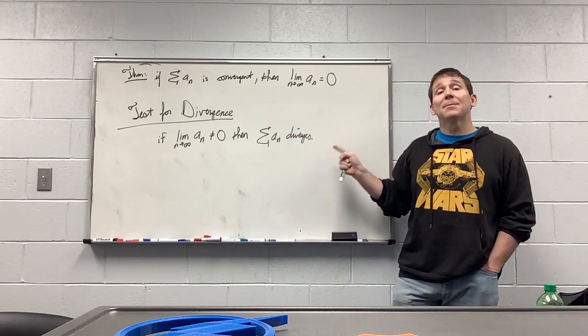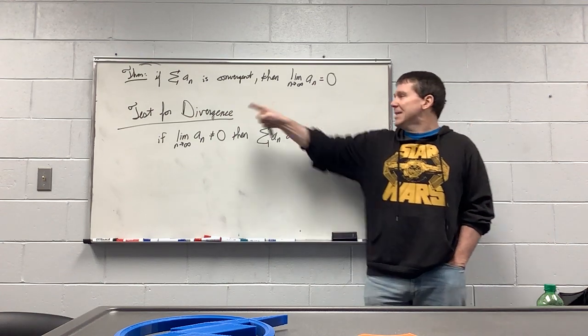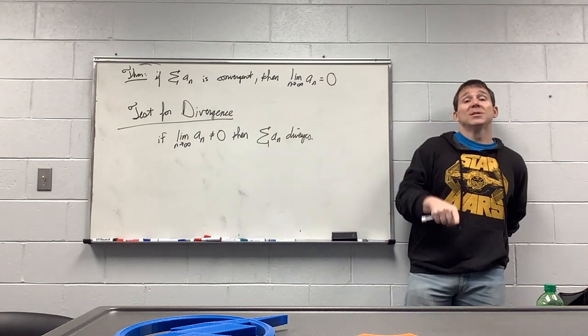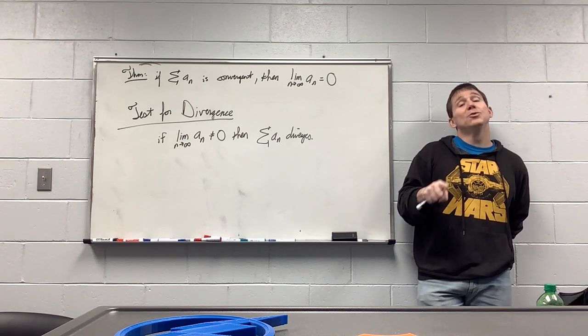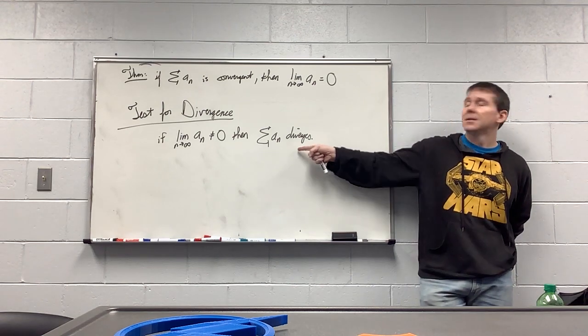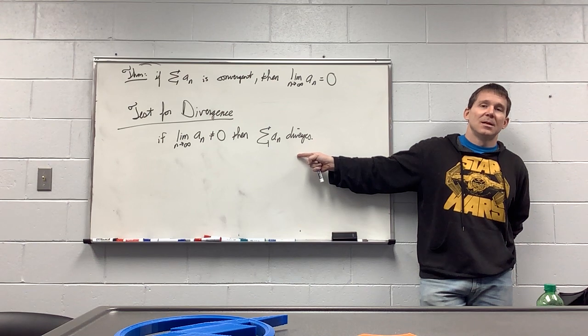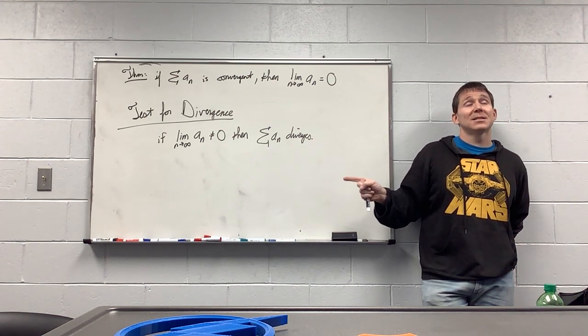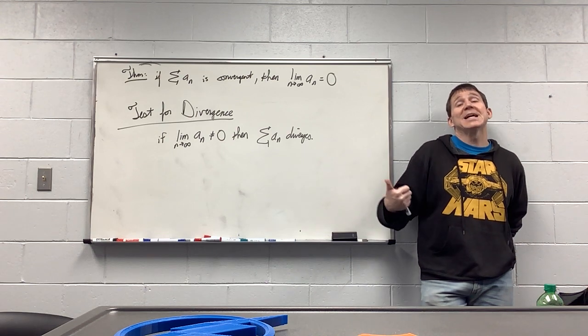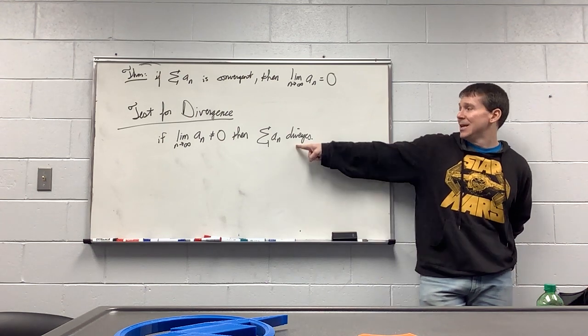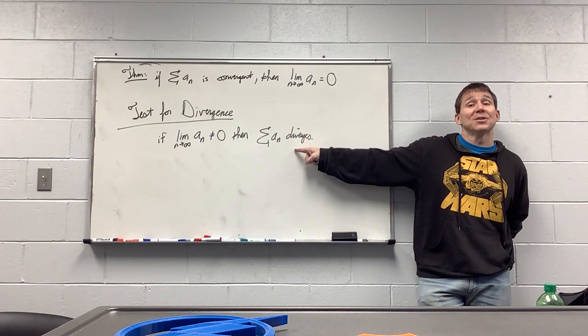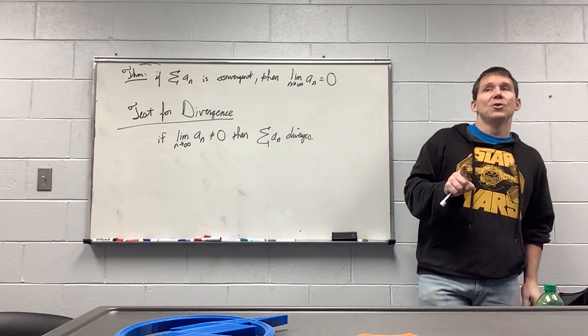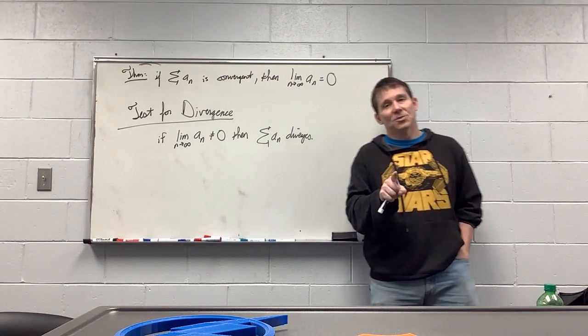But this says nothing about convergence. It's a test for divergence, which means the only conclusion you can get from this test is divergence. If you get convergence from this test, you're doing it wrong, because the test can't tell you convergence, it can only tell you divergence. That will be true of all of the tests that we do.